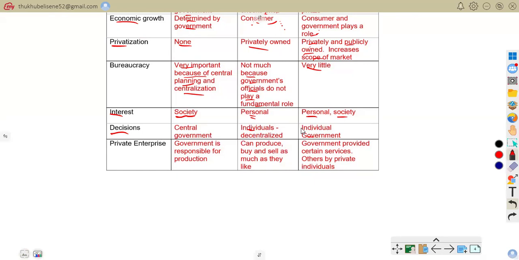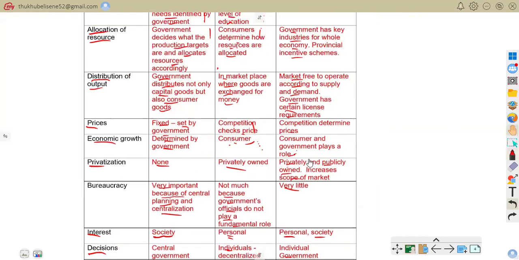So now we come to the private enterprise. Private enterprise under planned economy: government is responsible for production. So government produces goods, but under market, they can produce, buy and sell as much as they like. So under market, business is free to operate. But under mixed economy, government provides certain services, others by private individuals. So some services by government, others private. So that is that. So now let us move on, good people.